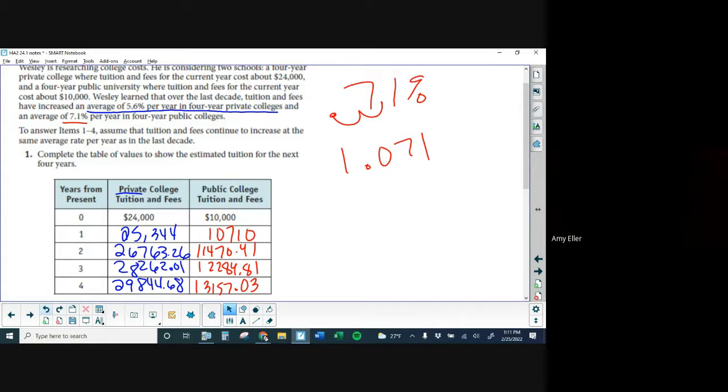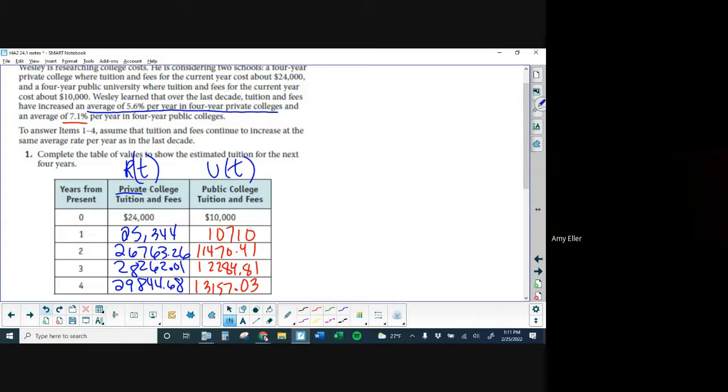We are going to skip number 2, but it says, nope, not skip 2. We're going to skip 3. So let's do number 2. Write 2 functions to model the data in the table. Let R of t represent the private. So let's put R of t above this one. And U of t represent public. See if you can write an equation for each of those columns.